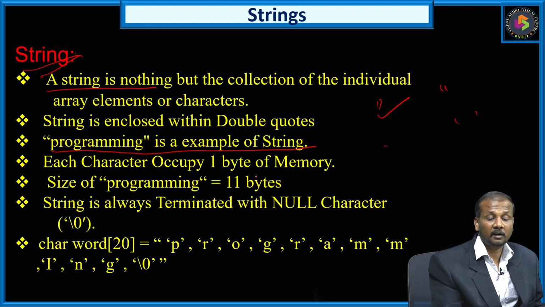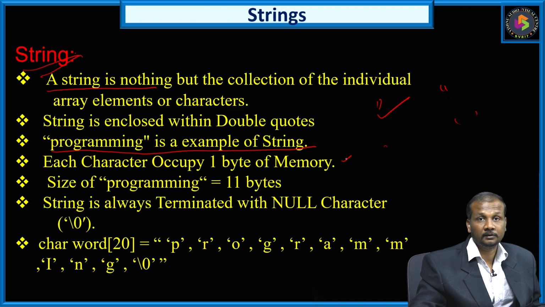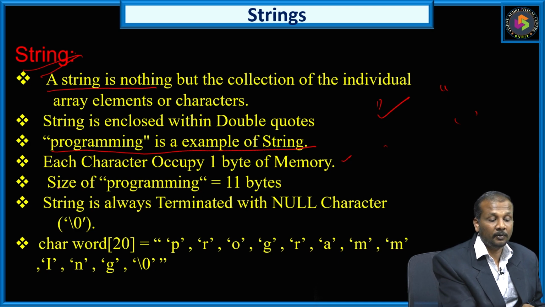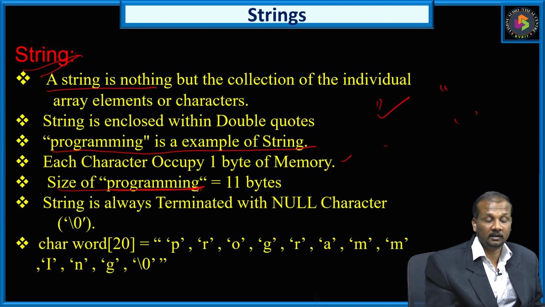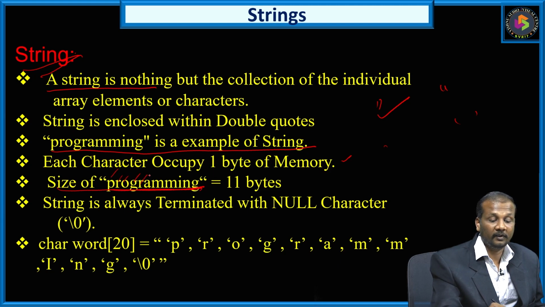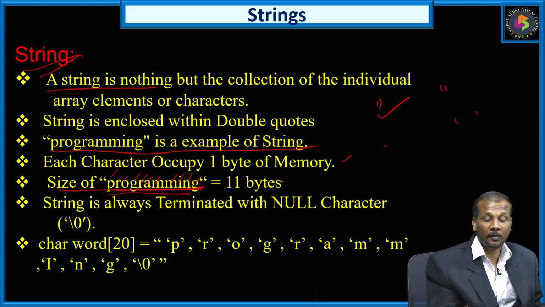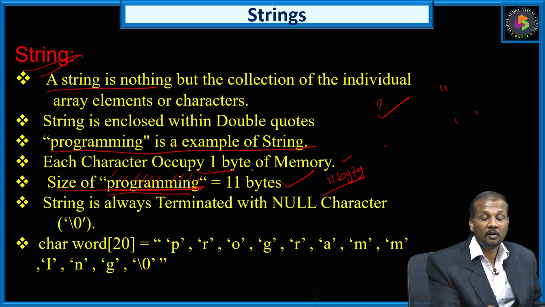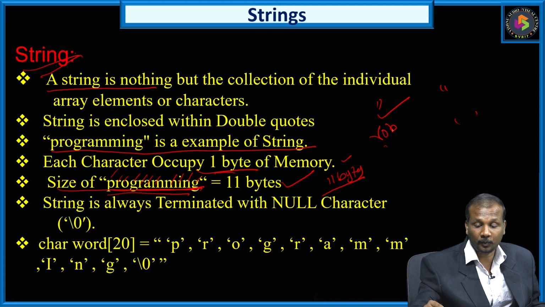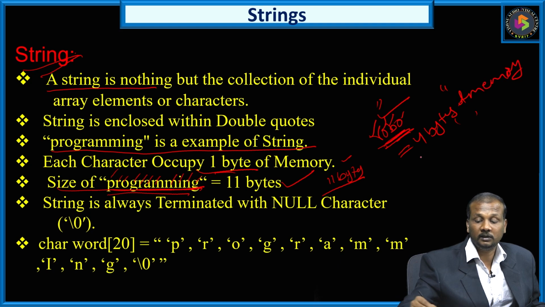Next, each character occupies 1 byte of memory. In the size of example, "programming": how many characters? 1, 2, 3, 4, 5, 6, 7, 8, 9, 10, 11. How many characters? 11 characters. It occupies 11 bytes of memory, which means each character occupies 1 byte. Another example, "robo": how many characters? It is 4 characters, so it is 4 bytes of memory.